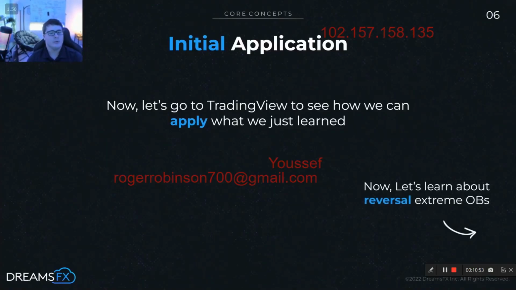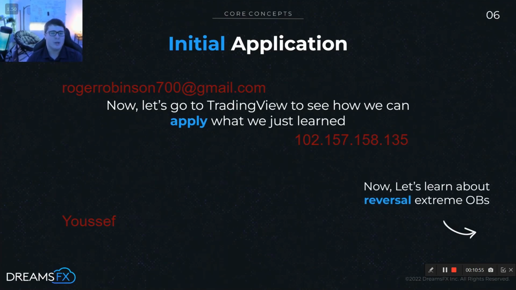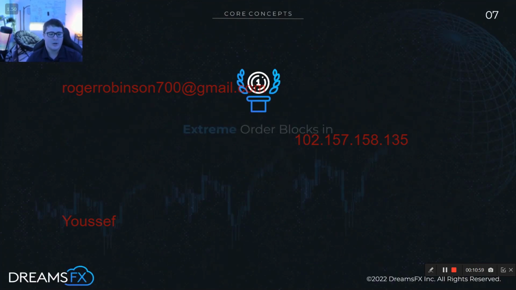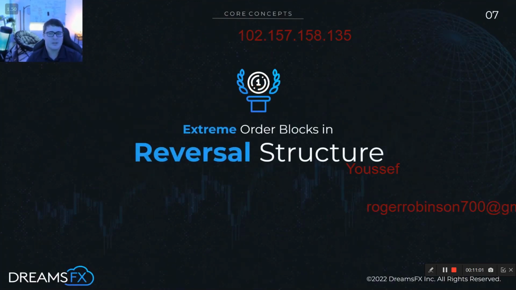It's time to learn about reversal extreme order blocks. So the extreme order block placement is not going to be changing. There's no new qualities, but the trend, however, will be changing. So now we're going to be identifying the extreme order blocks in reversal structure.